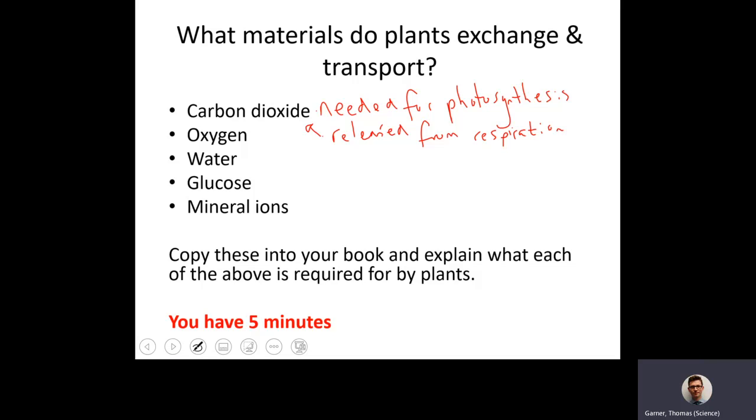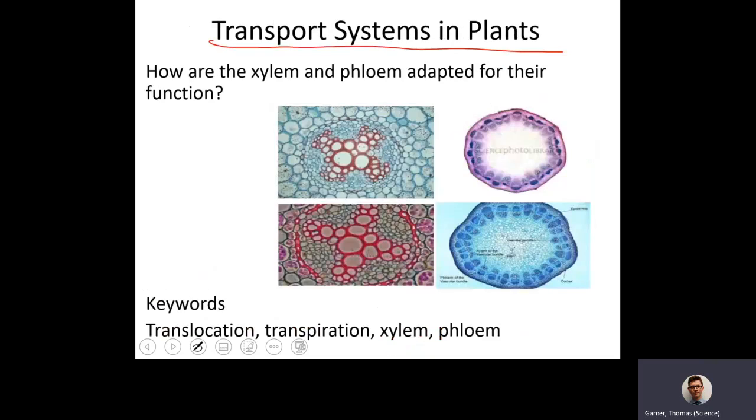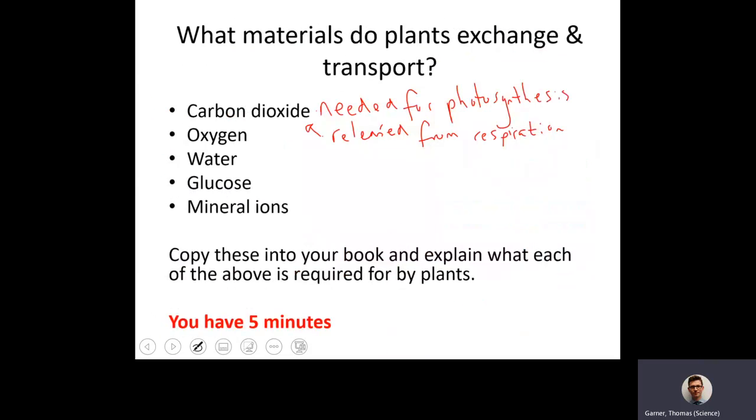You could put the title as transport systems in plants. So put the title as transport systems in plants, and I would like you to put 5 bullet points, and just a little dash next to it saying what it's used for, what's it needed, what's it released from, that kind of stuff. So pause the video now.